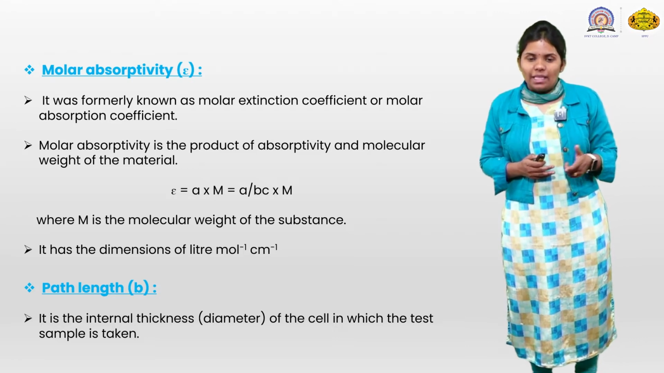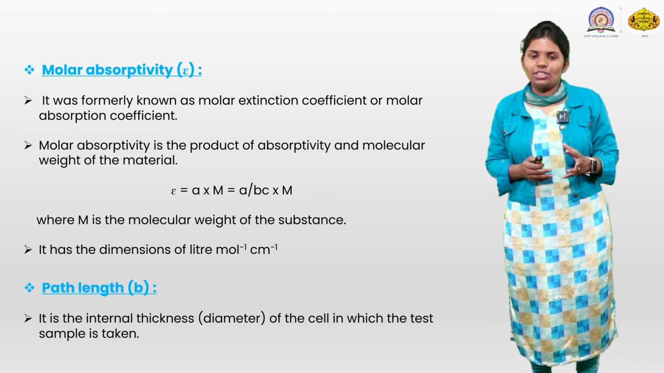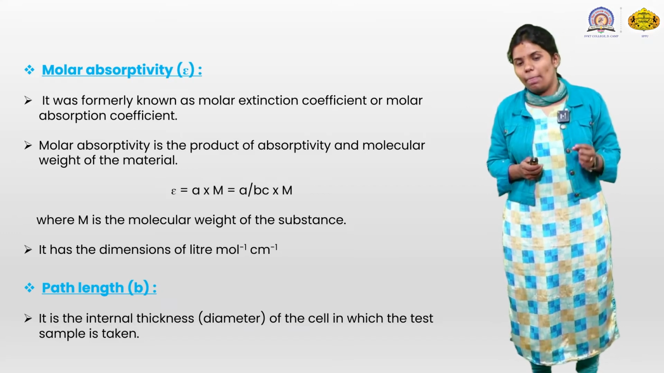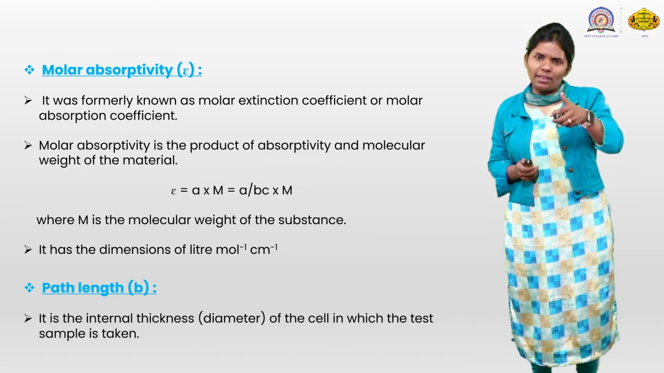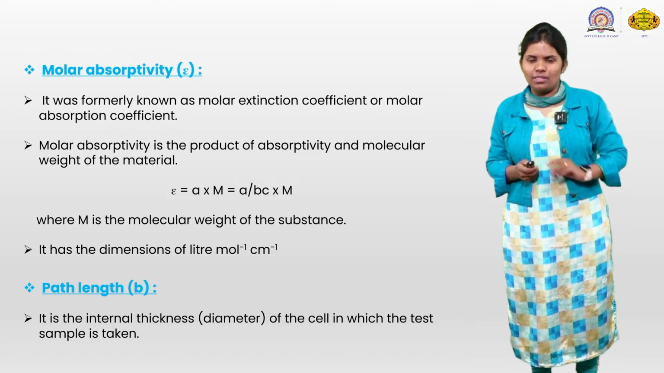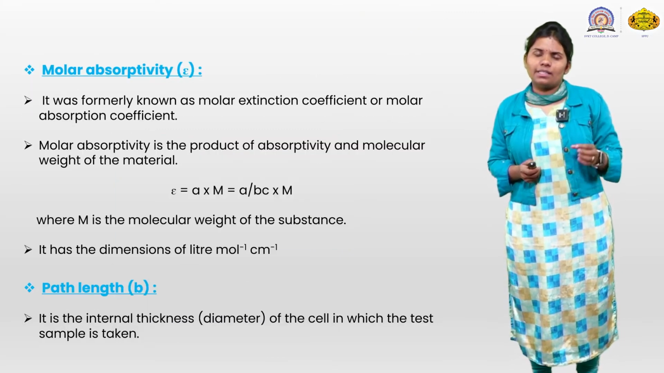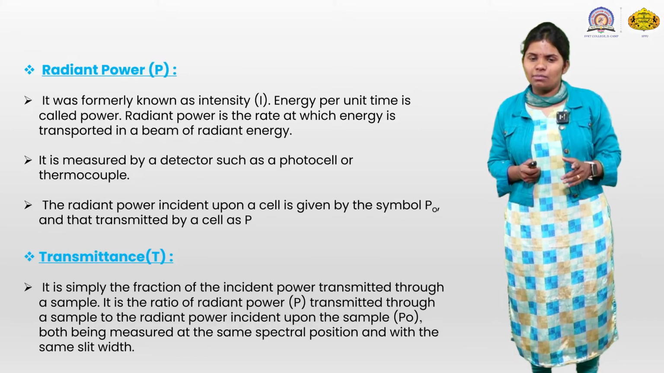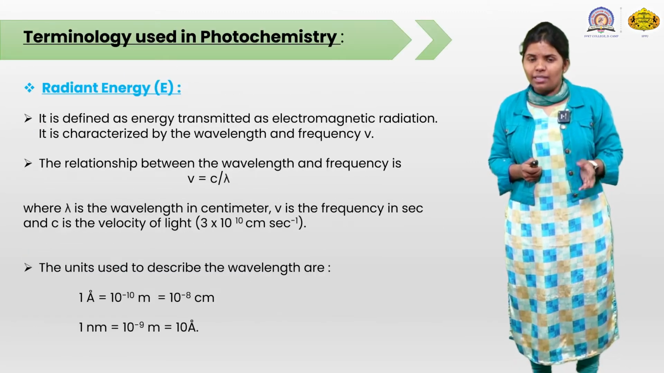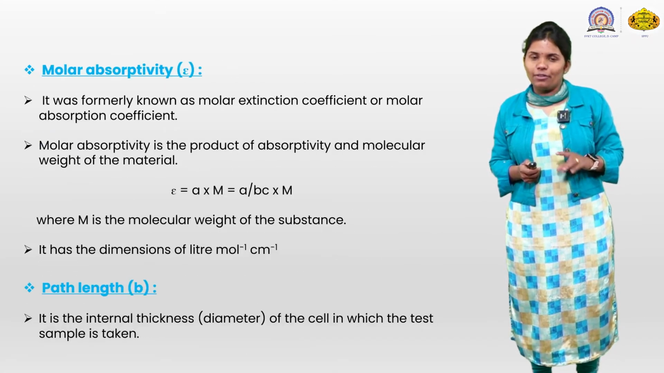Next is the path length. It is the internal thickness of the cell in which the test is taken. The cuvette you use during your practical is nothing but the path length, which is approximately equal to 1 centimeter always. So, this is all about the basics: molar absorptivity, path length, absorptivity, absorbance, transmittance, radiant power and radiant energy. This kind of terminology we use in photochemistry.